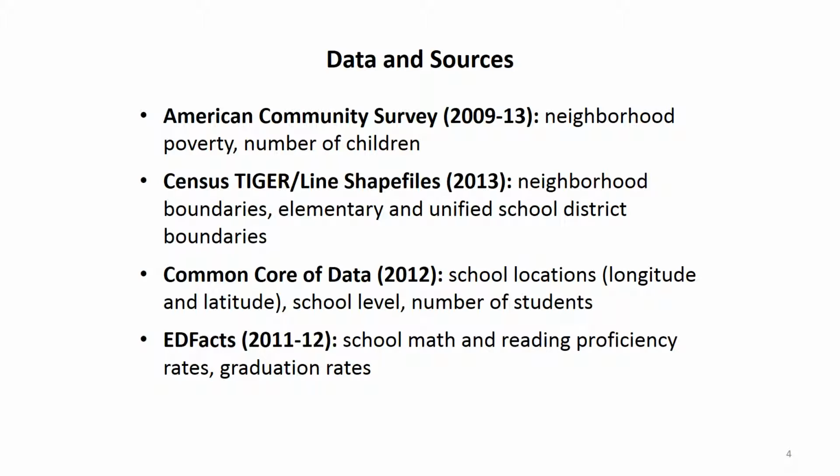So the data for the new analyses came from the American Community Survey, from the census, which provided shape files for both neighborhood boundaries as well as elementary and unified school districts. We pulled data from the National Center for Education Statistics Common Core of Data, as well as EdFacts, which is a database kept by the U.S. Department of Education that includes information reported by schools, districts, and states related to the Elementary and Secondary Education Act.